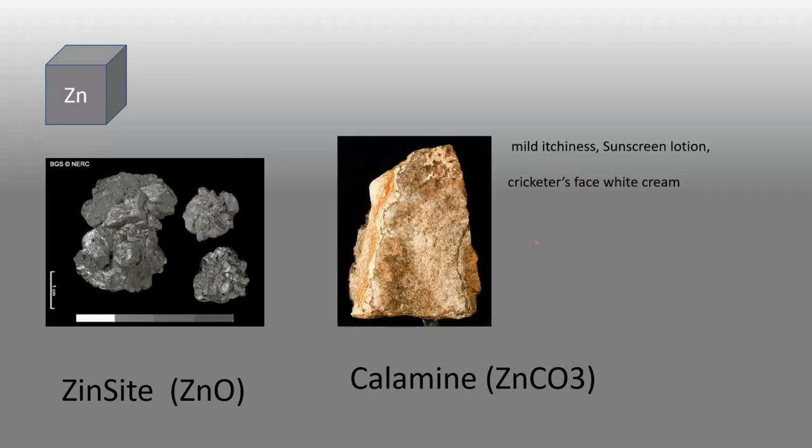And this calamine is what you have seen in summer sunscreen lotion, okay, and when there is some mild itchiness in your skin, you use it as a lotion. And one very famous example: I think you all watch cricket, so some players apply some white cream on their face. That is basically a zinc-based cream, a sunscreen lotion based on zinc. And the major constituent is calamine.